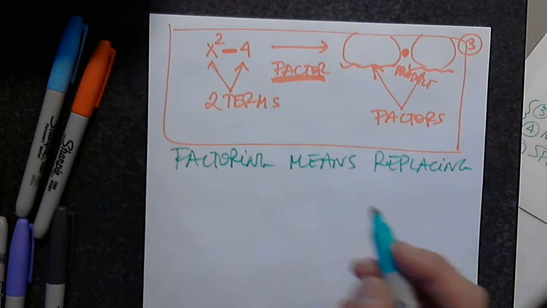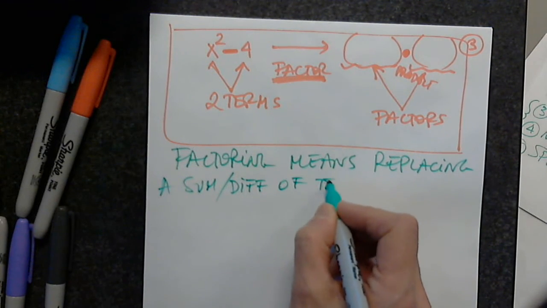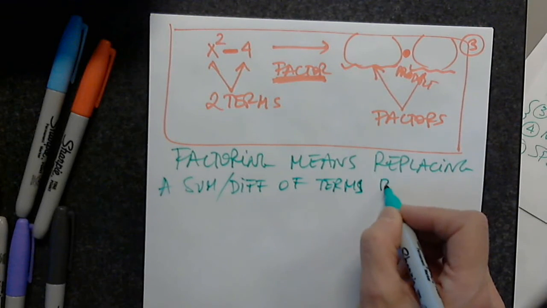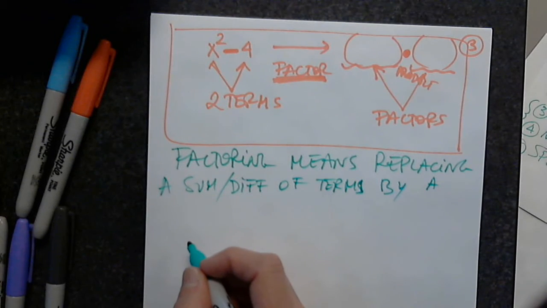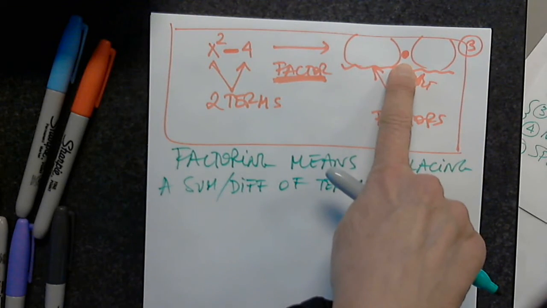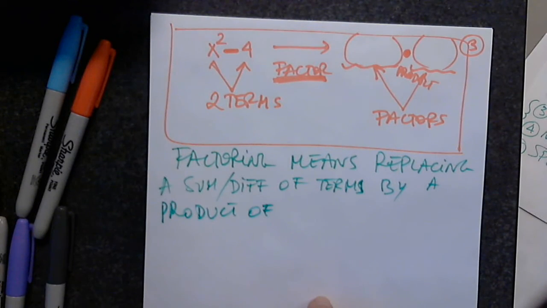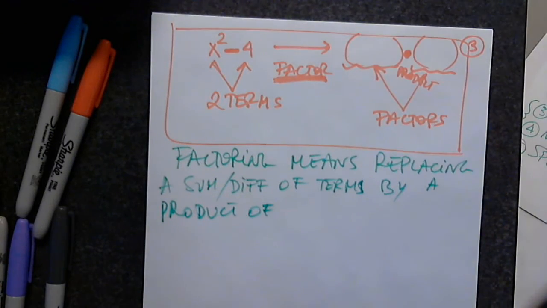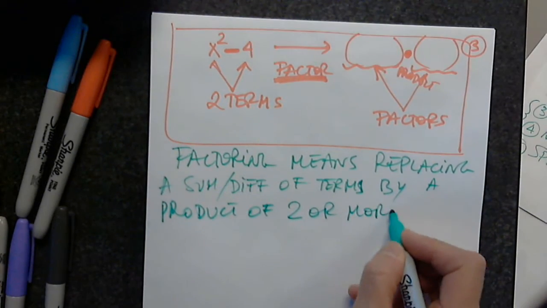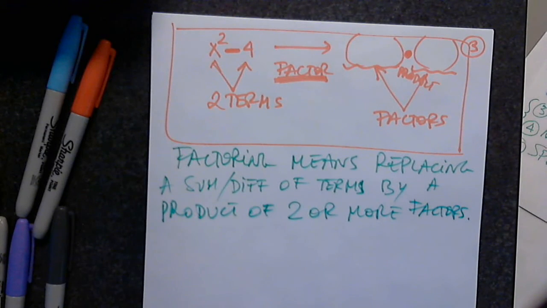So factoring means replacing a sum or difference of terms by a what? Factor? No, a product. Very good. Of two or more factors. That's good. Two or more factors. Because depending on the polynomial I'm given, I may have more than two factors. So this is the process of factoring.